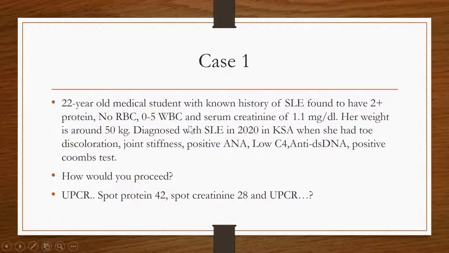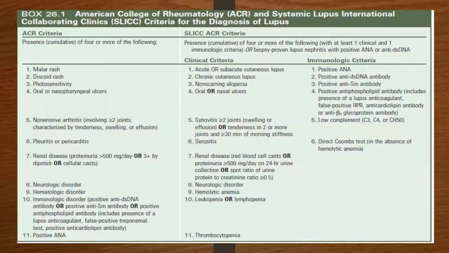How would you proceed? Obviously, you will do the routine workup. You will quantify the protein by doing spot protein creatinine ratio or 24-hour urine. In this case, 40/28 is around 1.5. So the patient has 1.5 gram per day of proteinuria. Whenever you have proteinuria of more than 500 milligram, you consider doing a biopsy.